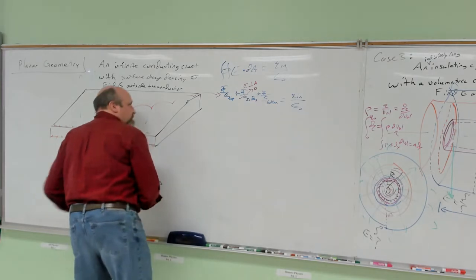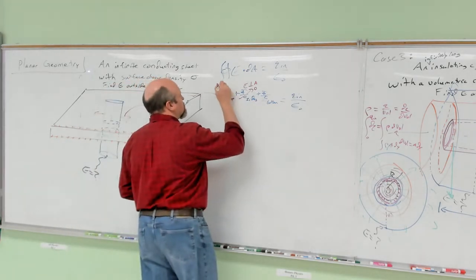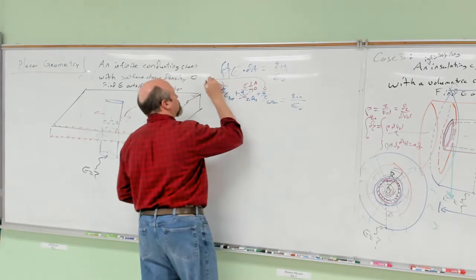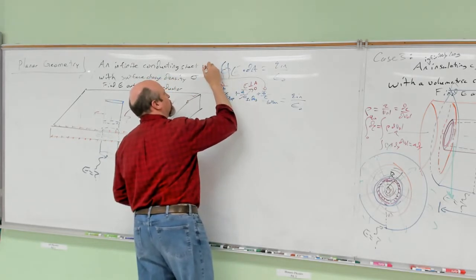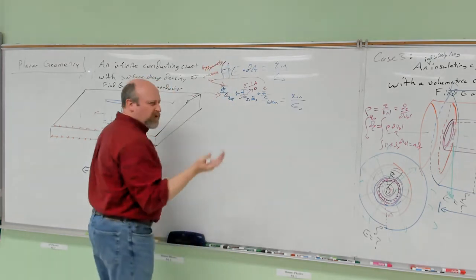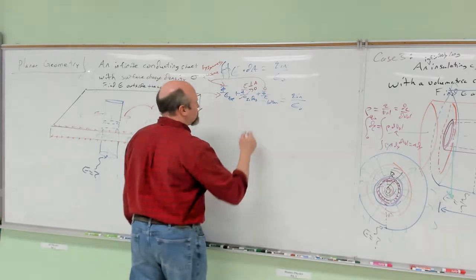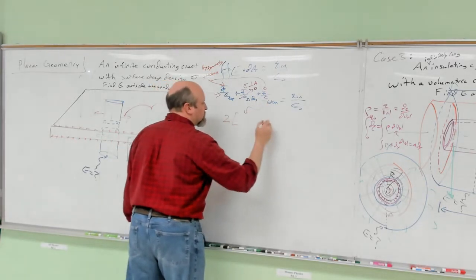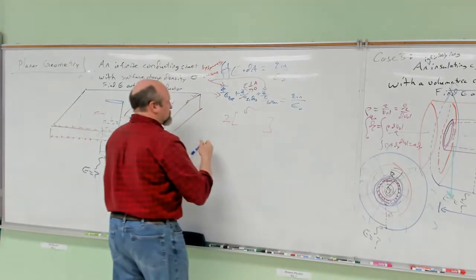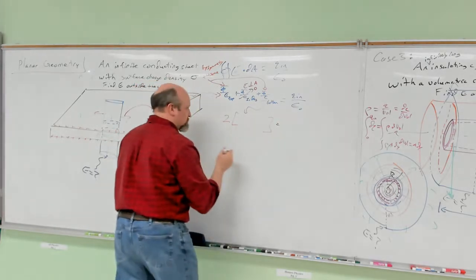So I recognize that these are going to be the same, by symmetry. So I just have to do one. All right, so I'm just going to go ahead and take this one and double it. Double the flux through one because it's going through both.